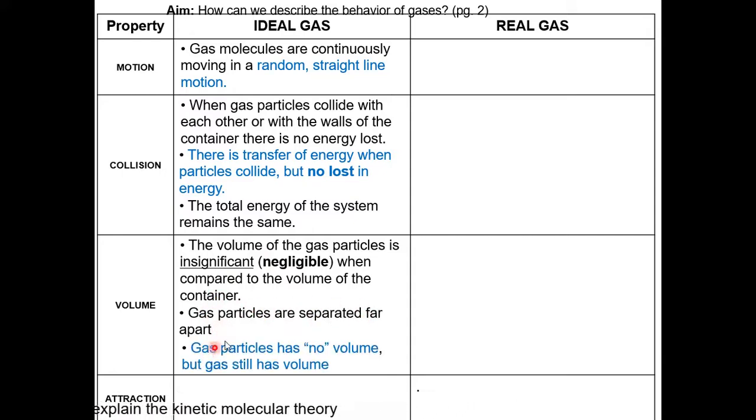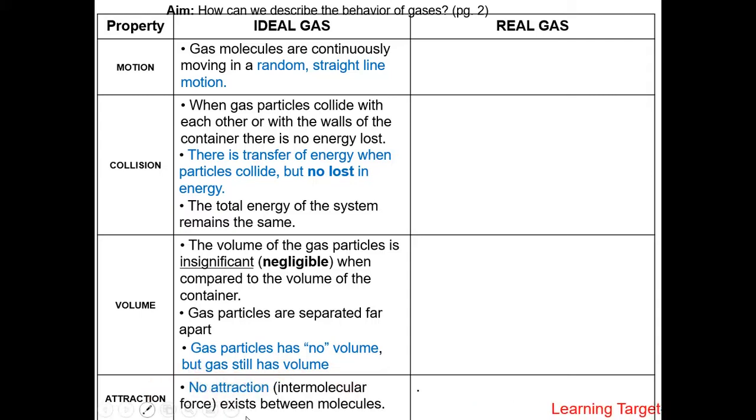As a result, the gas particles themselves have no volume, but the gas still has volume. It will be based off the container. There is no attraction or intramolecular forces that exist between the molecules, so these are the properties of an ideal gas. For a real gas, they will have properties opposite of those in an ideal gas.